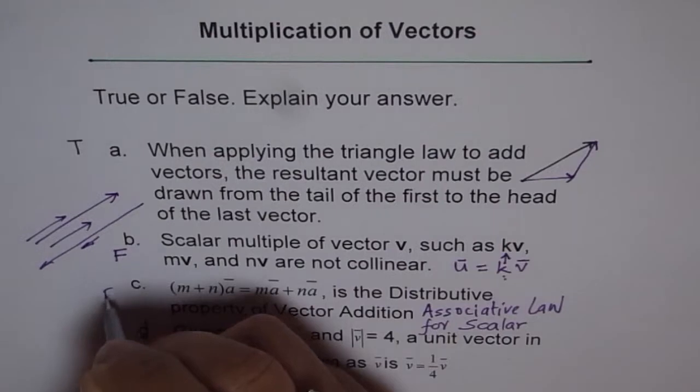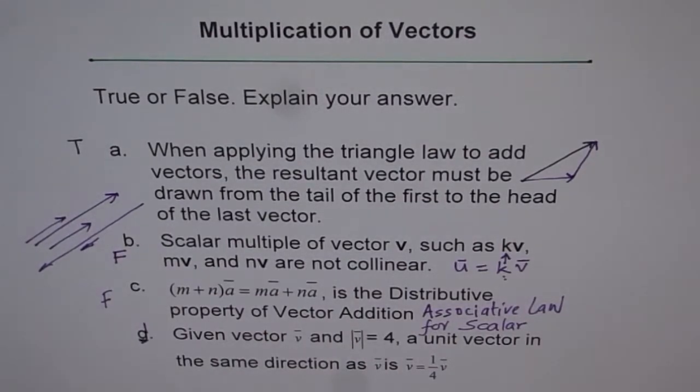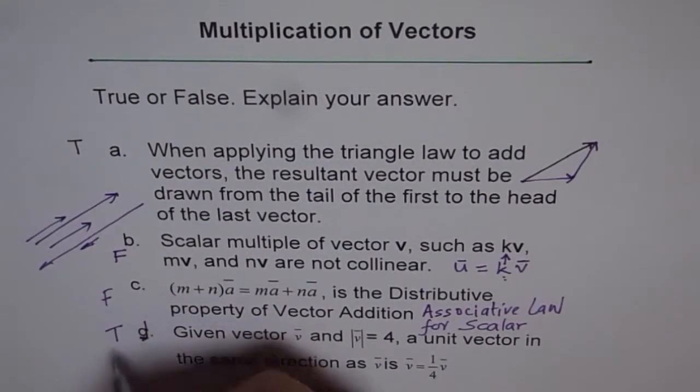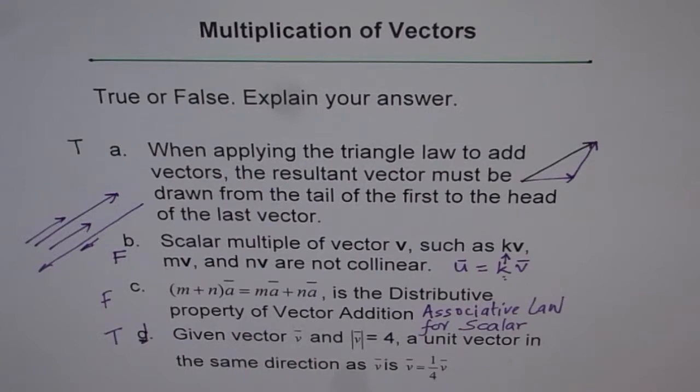So this is false. The last one is, given vector v and its magnitude equal to 4, a unit vector in the same direction as v is 1/4 of v. That's correct. So when you divide the vector by its magnitude, what you get is magnitude 1 and the same direction as the given vector. So this is true for us. So that is how you can answer these questions. Thank you.